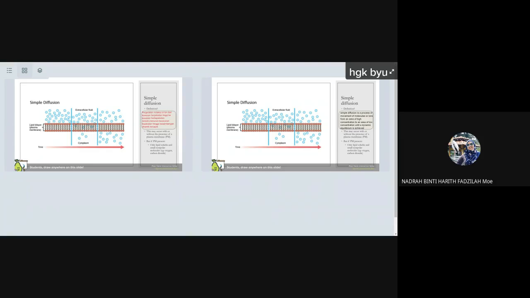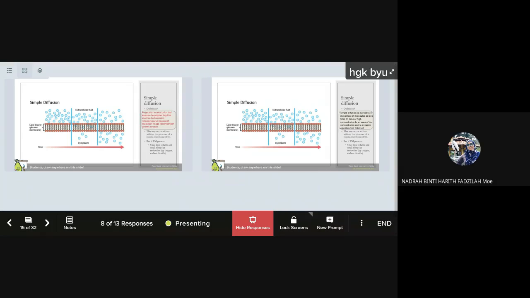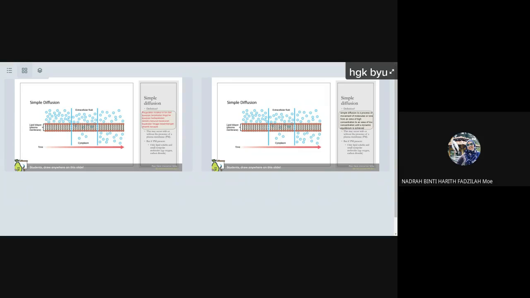Tetapi anak-anak, bila kita cakap dalam sel, simple diffusion ni mestilah berlaku merentasi plasma membrane. Therefore, simple diffusion occurs at the phospholipid bilayer area, di mana hanya substance yang lipid soluble seperti fatty acid, glycerol, vitamin A, D, E, K atau very small molecules such as water, oxygen, carbon dioxide, those are the things that can diffuse through phospholipid bilayer via simple diffusion.